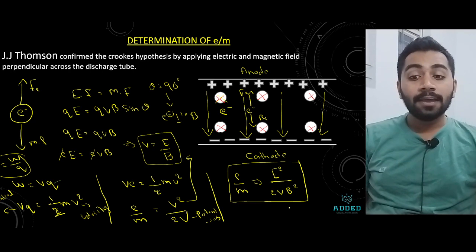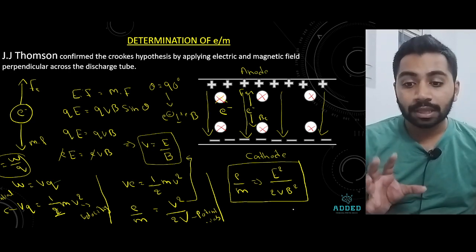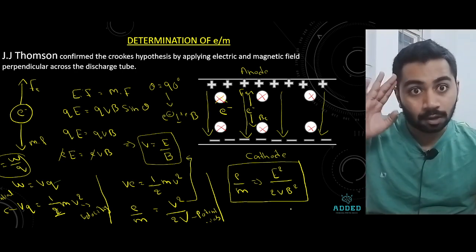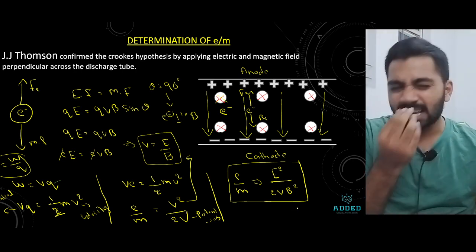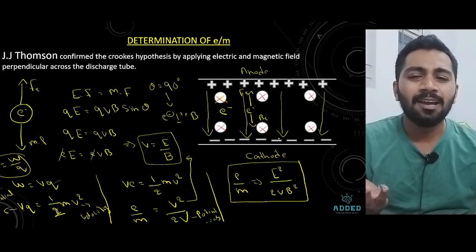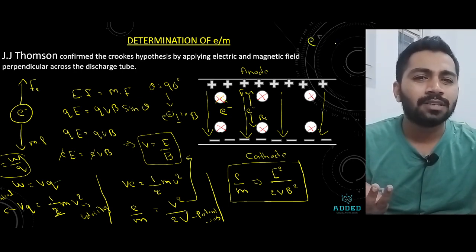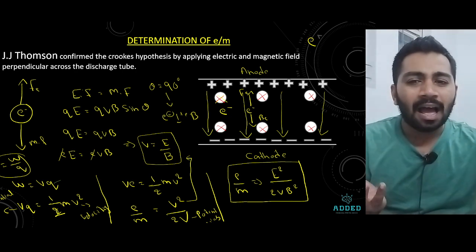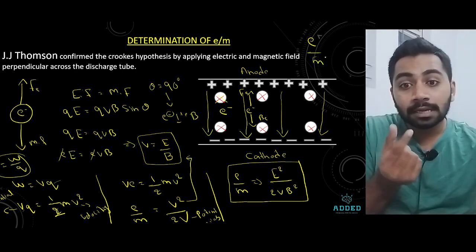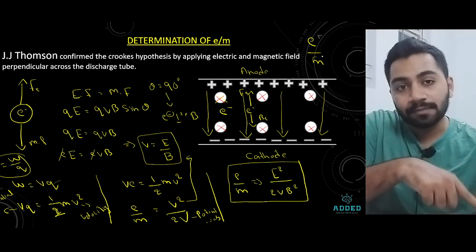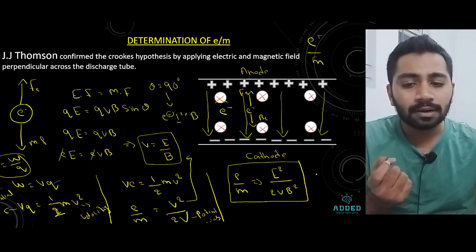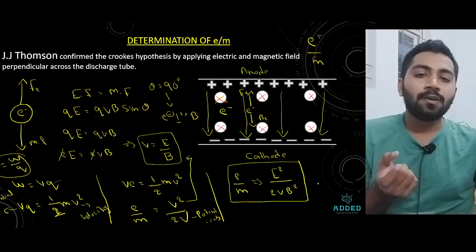This is how he found the e by m value. Simple. You might say, sir, you can easily put the charge of the electron, 1.6 times 10 to the minus 19, and find the mass. No, at that time the charge was not found. The next person found the charge. So he found it like this. The e by m value is just simple.